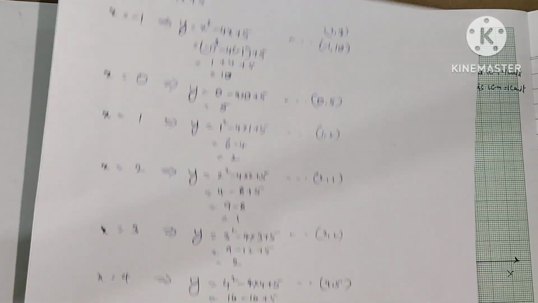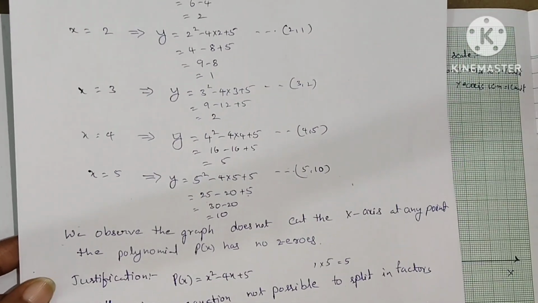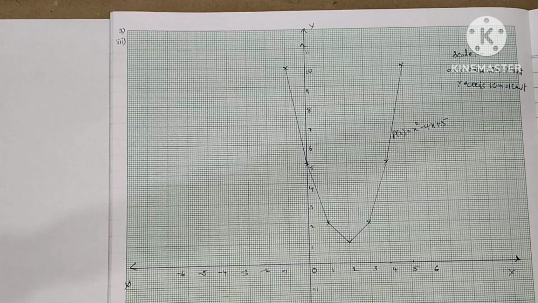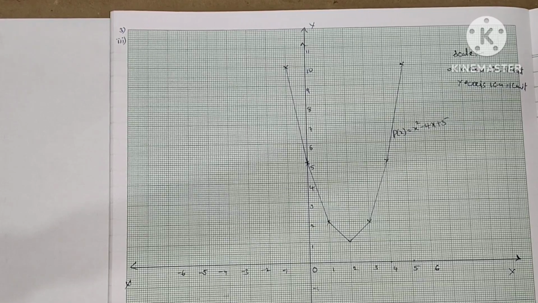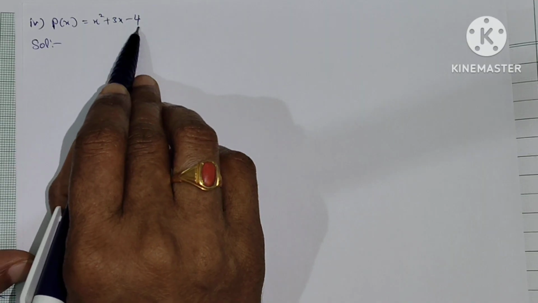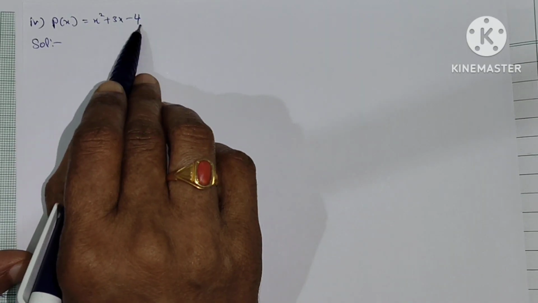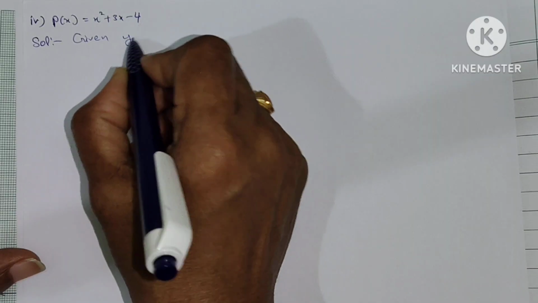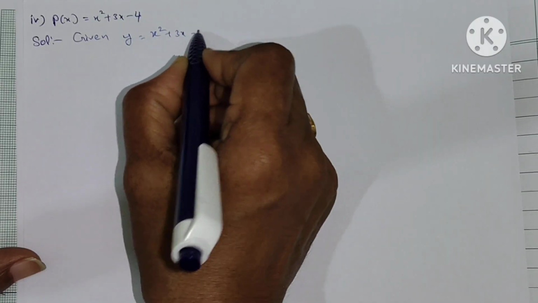Anyone copy it? This is the graph of the third one. Next, the fourth one: p of x equals x square plus 3x minus 4. So here given y equals x square plus 3x minus 4.